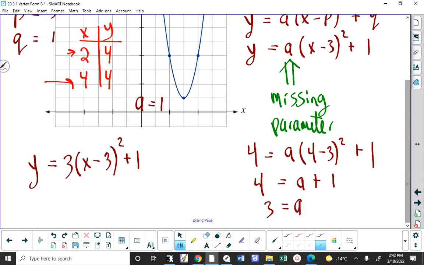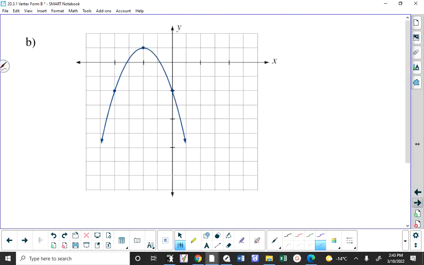So if a were 1, these would be the points. Look at how far vertically that point is from the vertex. It's 1 away, right? Look at where the point is on the graph we're after. It's 3 times further away. This thing has been stretched vertically by a factor of 3. Let's try another one.